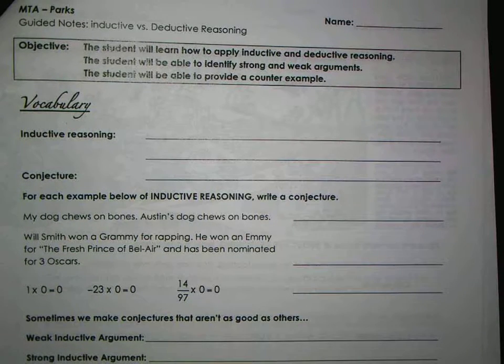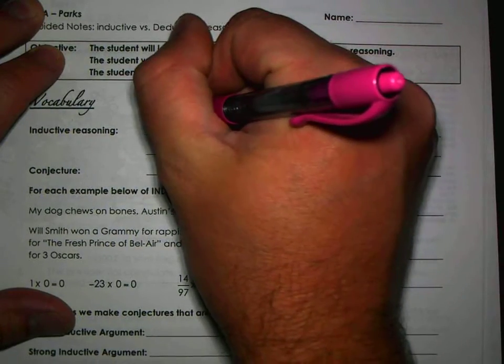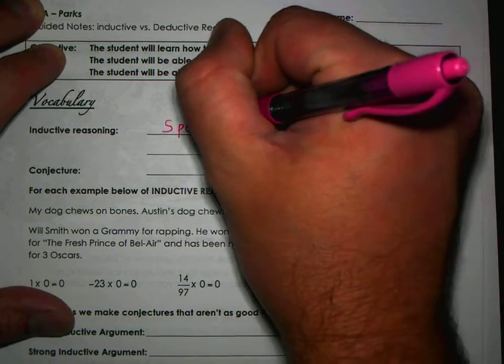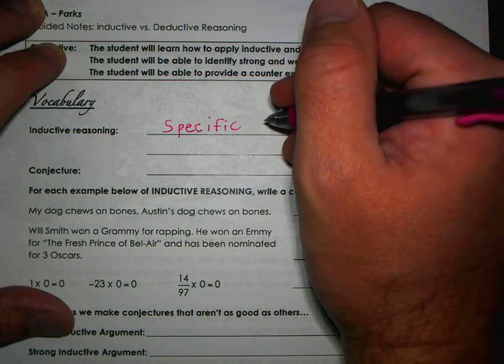All right, so today our goal is to learn the difference between inductive and deductive reasoning. First, it would probably help to define what it means to be inductive and what it means to be deductive. If you look up the definition for inductive, you'll find many definitions, and probably the simplest definition I could give you is that inductive is when you go from something specific to something more general.